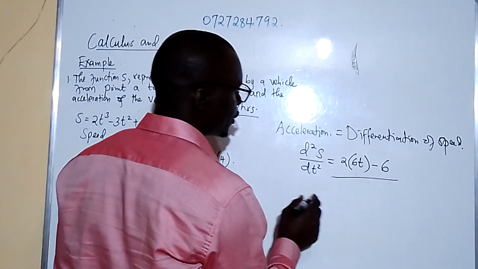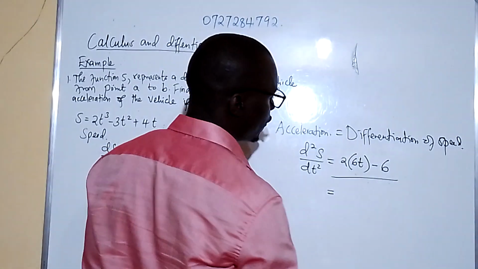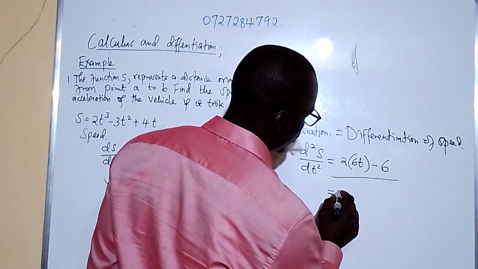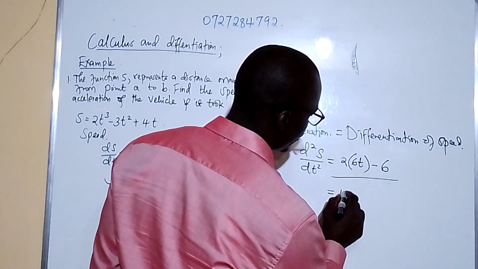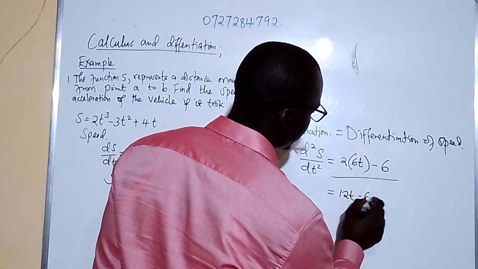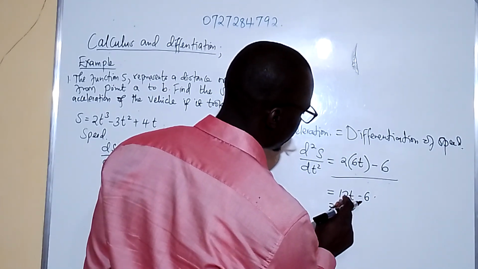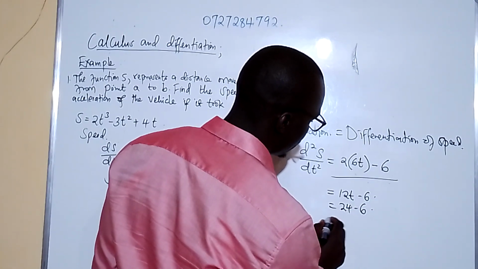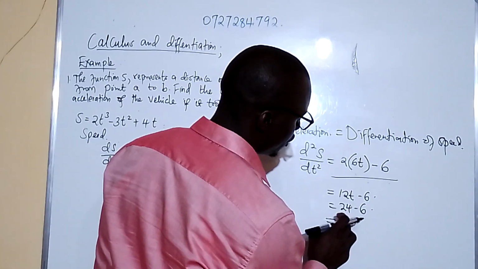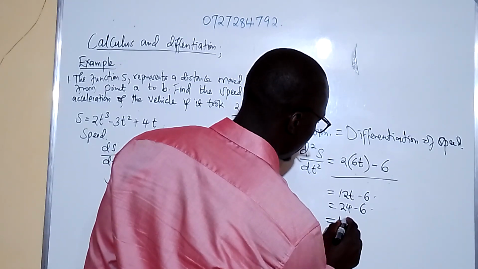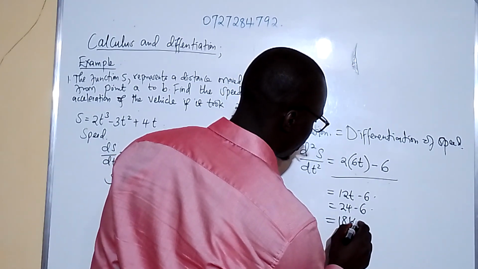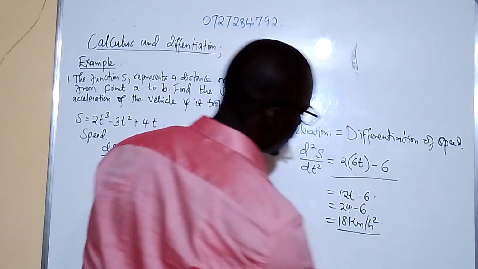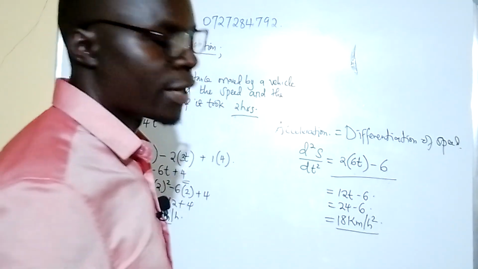That is our acceleration. And we can simplify it further to come up with 2 times 6t becomes 12t minus 6. And then our t is 2, so therefore this is 24 minus 6. And we come up with 18 kilometers per hour squared. That one becomes our acceleration.